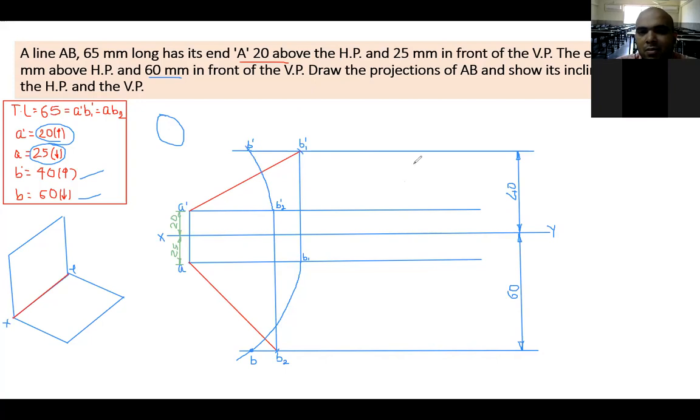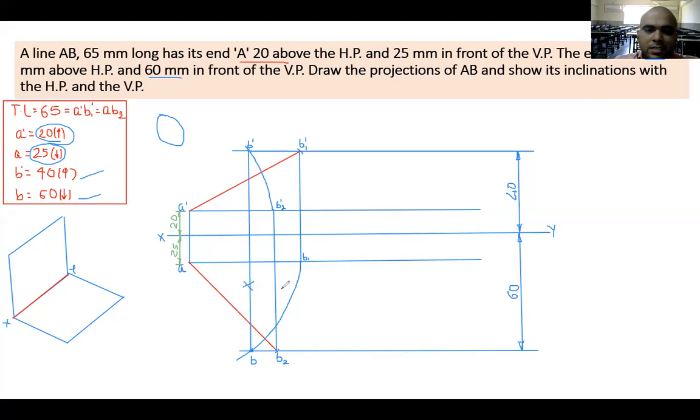So everyone got it. Now everyone just check. Don't draw. Just check that your B dash and B are coming in the same line. Don't draw this line, but just check whether it is coming in the same line or not. If it is coming in the same line, students, your diagram is correct. Otherwise, it is wrong.